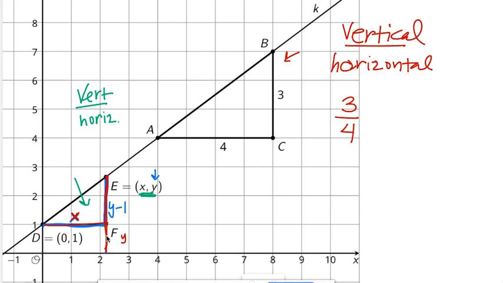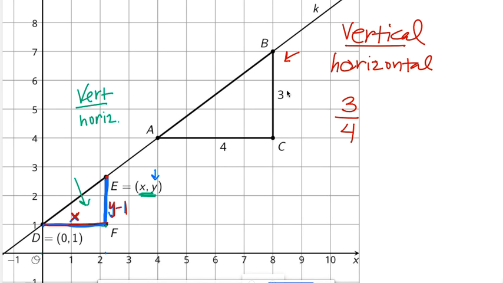Now I don't want this whole distance. This whole distance is y. I don't want the whole distance, I only want this piece right here. So if the whole distance is y, I'm going to remove this 1 unit. That's where I get y minus 1. Okay, and if that still doesn't make sense, we're going to do this a couple more times.